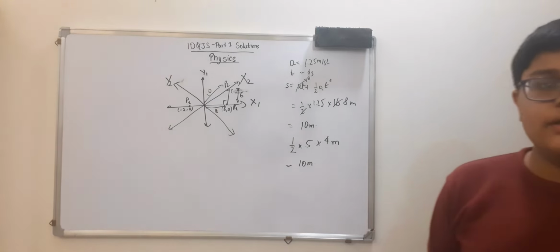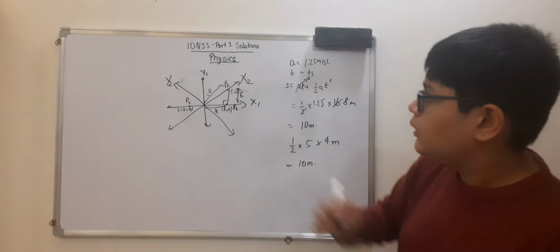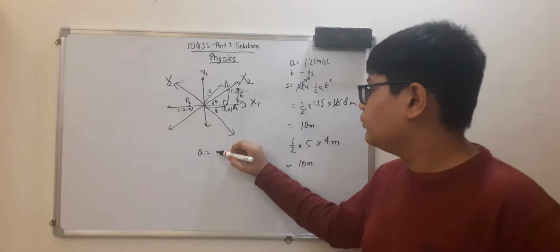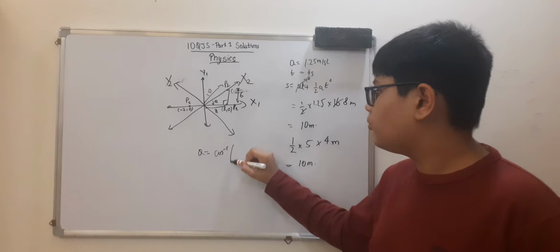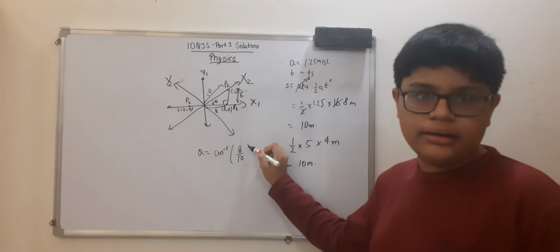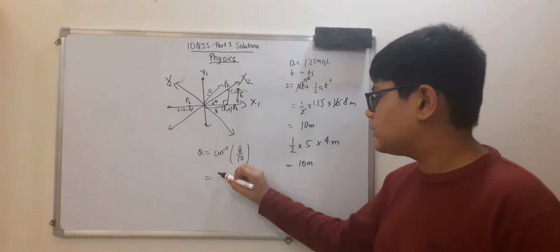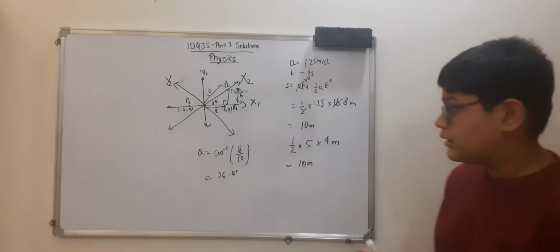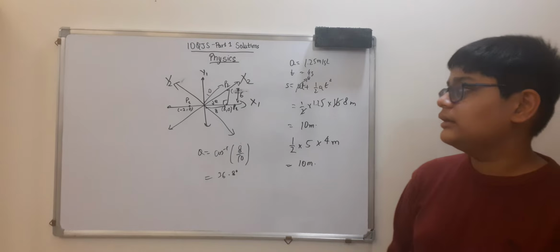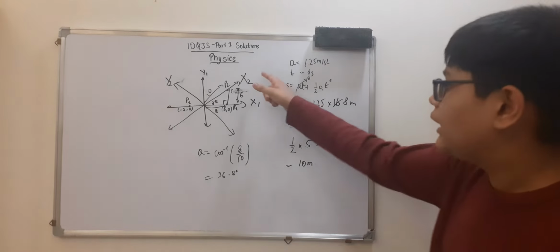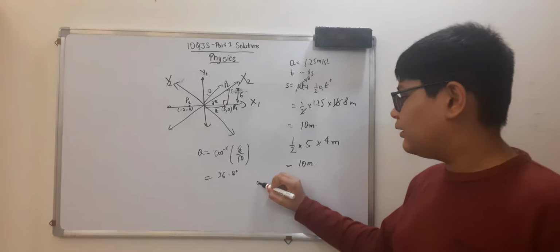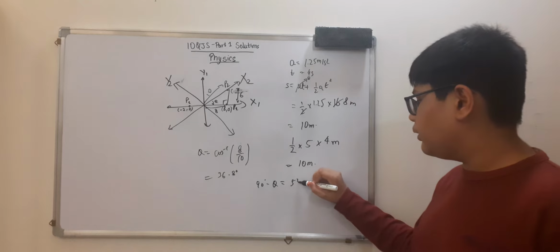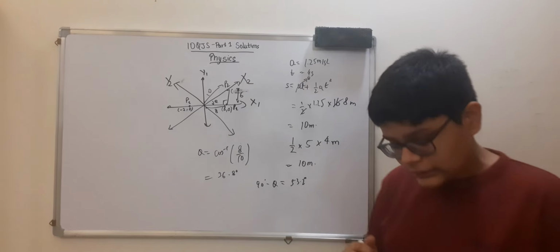Also one more thing we can say is that this angle theta will be equal to cos inverse of 8 upon 10, which is 36.8 degree. If you use your calculator, you can find it. Now they had asked the question, the angle between x2 and y1. So that will be 90 degree minus theta, which will be equal to 53.2 degree. So the answer B will be correct.